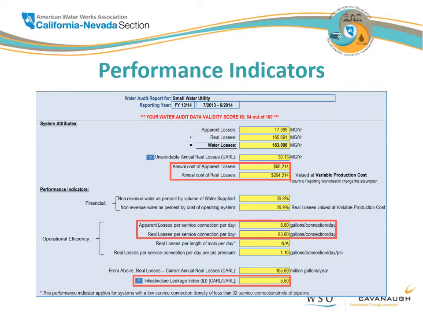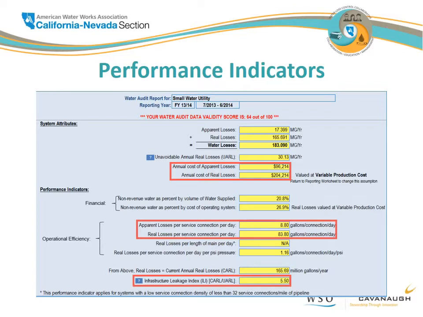AWWA has moved away from utilizing or really looking at percentage-based metrics to track water loss performance for a number of reasons. Suffice it to say that it's a very unreliable metric. It can often tell you a story that is not the actual case of what's happening in the system. So it's generally been abandoned, and we're looking more at volumetric and monetary indicators, the dollars and the gallons.